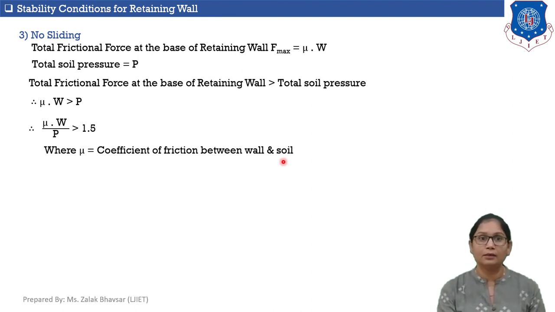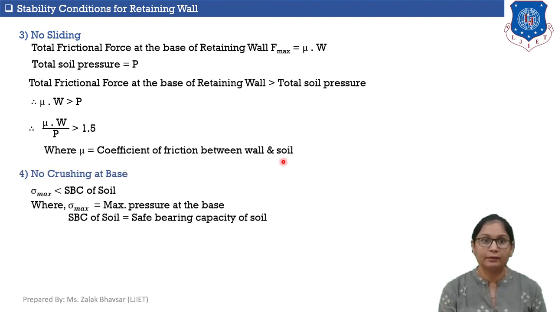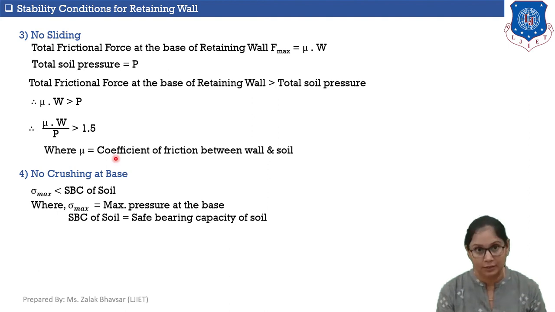Now here is the last stability condition, and it is no crushing at the base. There must not be any crushing at the base, and for that sigma maximum should be less than the safe bearing capacity of the soil. So these are the stability conditions. Now let's solve a numerical.